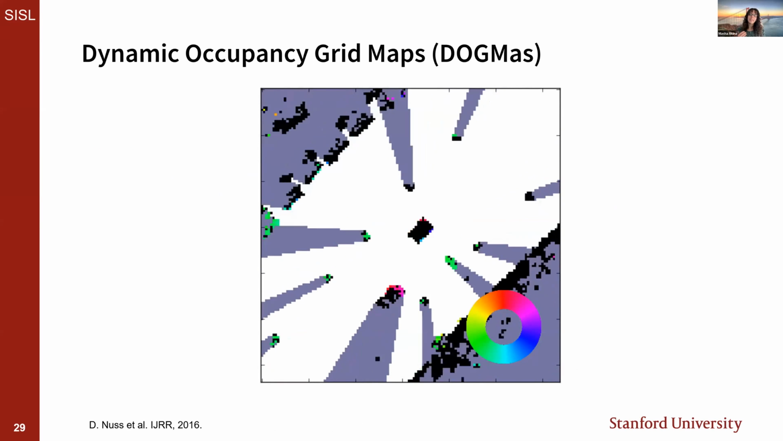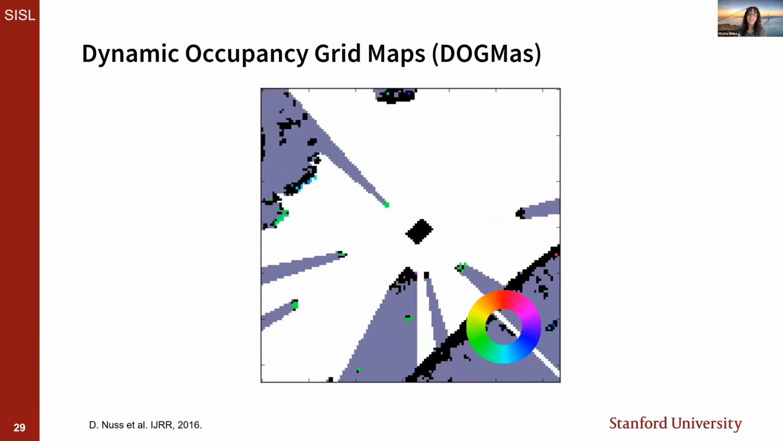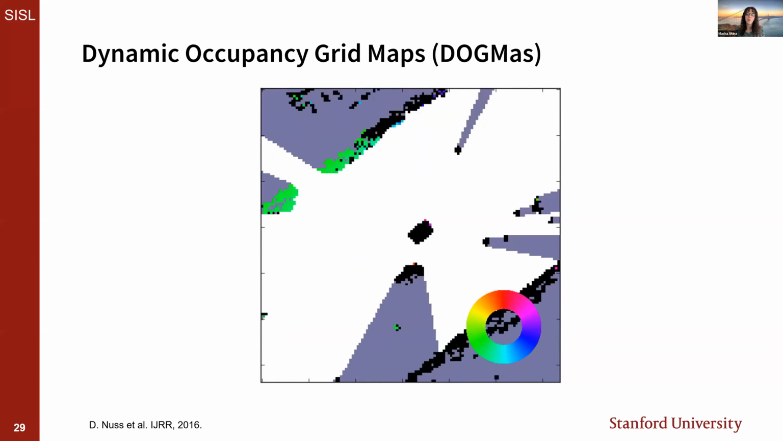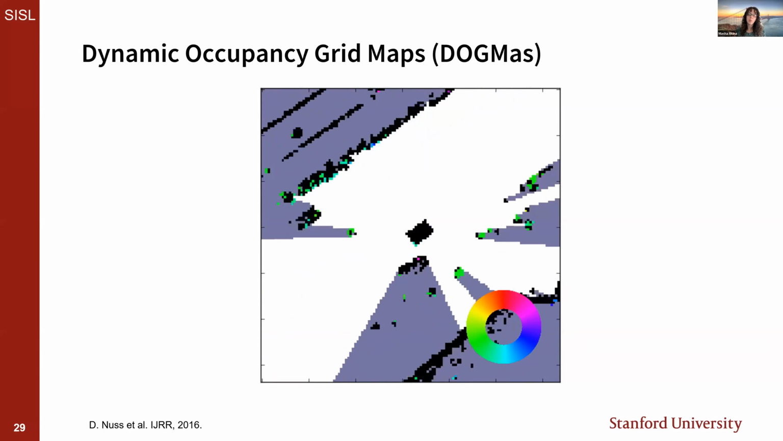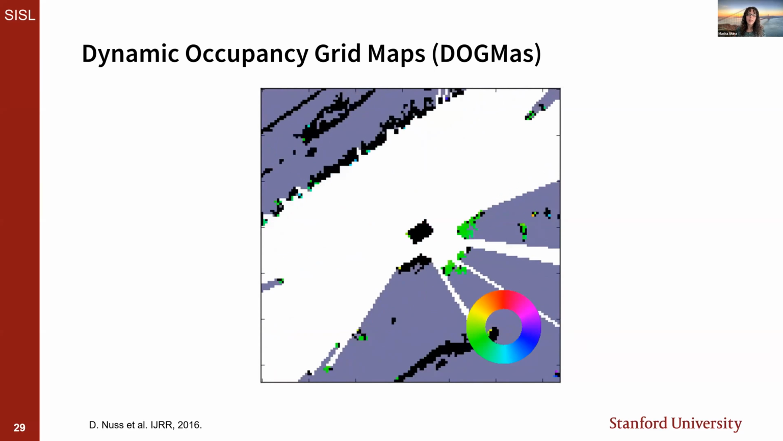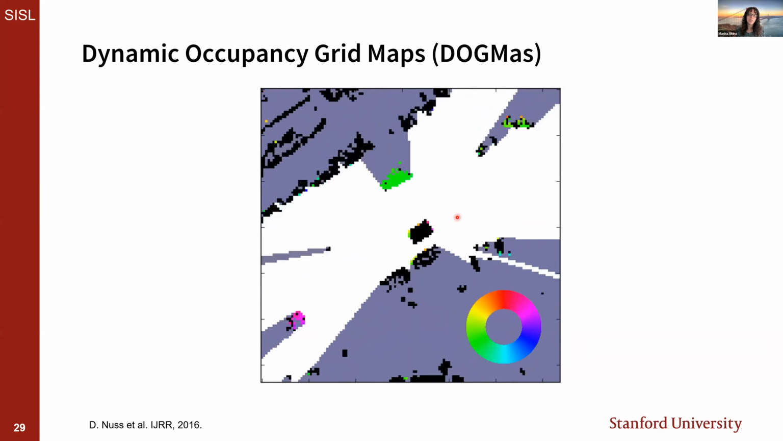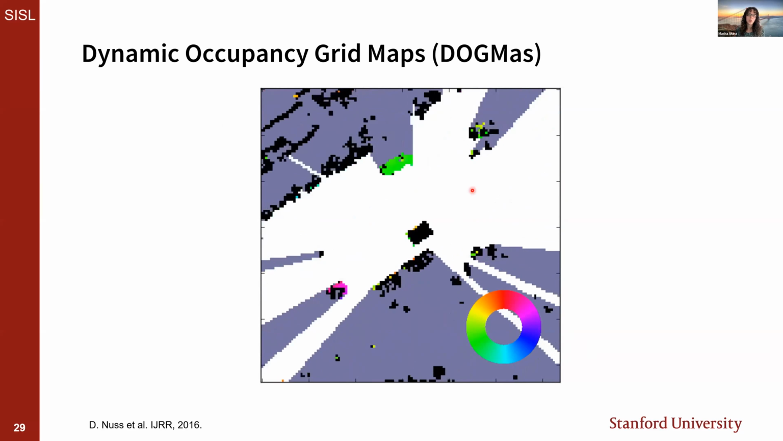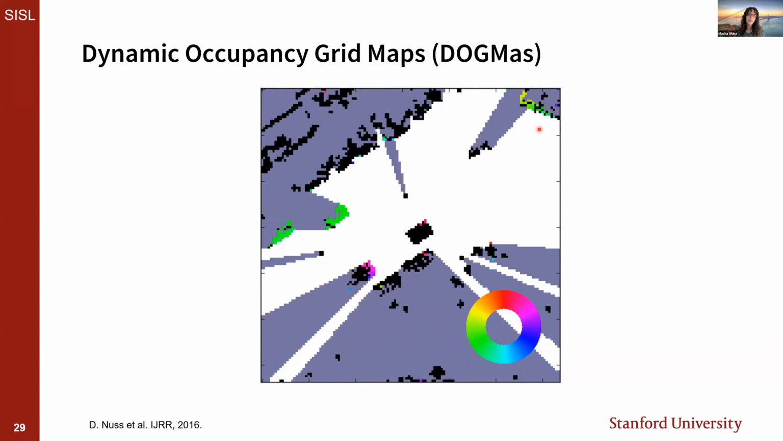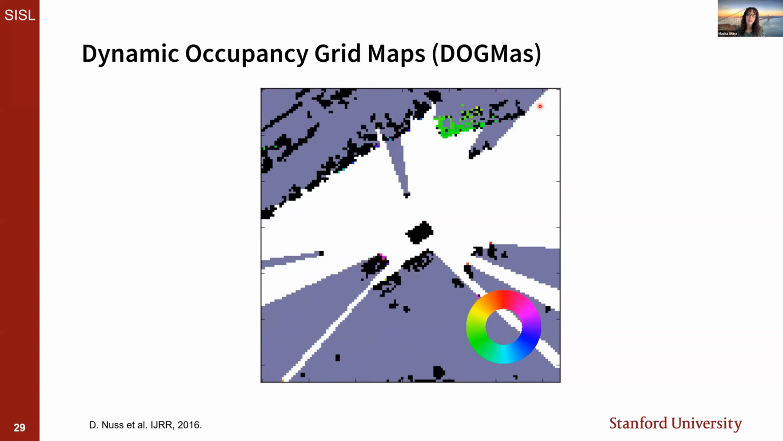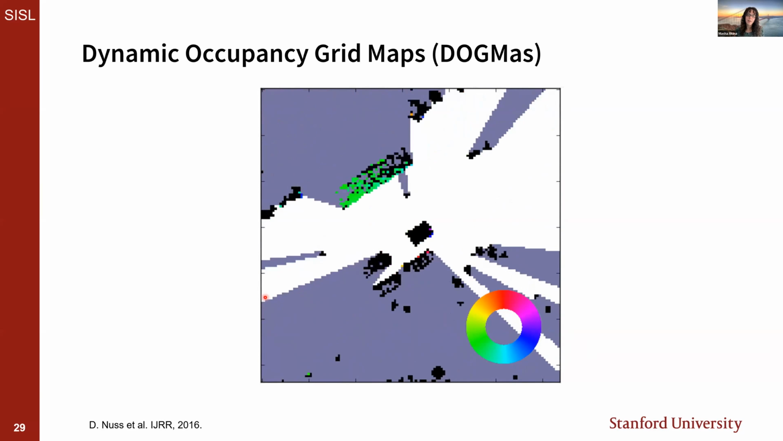To estimate the local velocities relative to the ego vehicle within the OGM, we use a particle filter, following the approach by Nuss et al. The color wheel here indicates the velocity direction of the cells relative to the ego vehicle. For example, this vehicle is moving up and to the right, so it's denoted as pink. And there's a bus coming here, which is moving down and to the left, which is denoted in green.